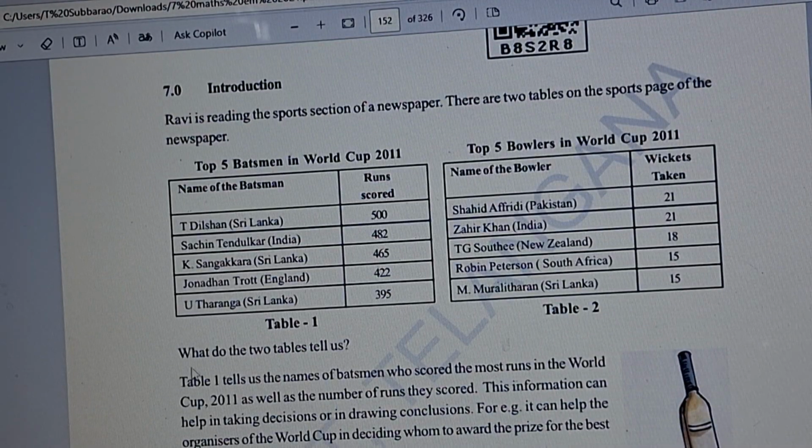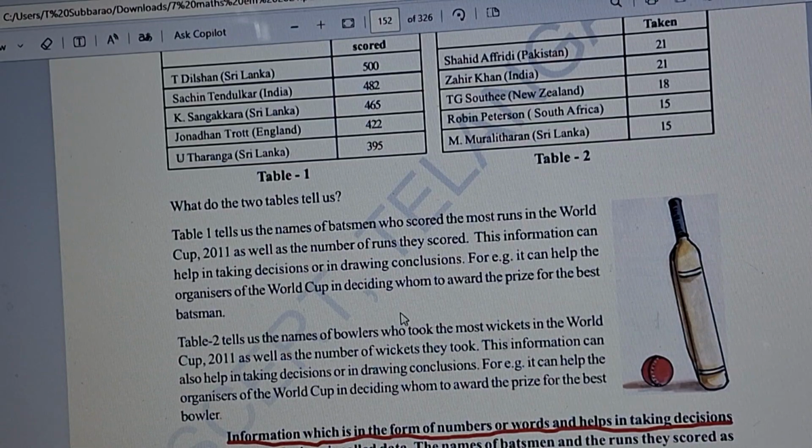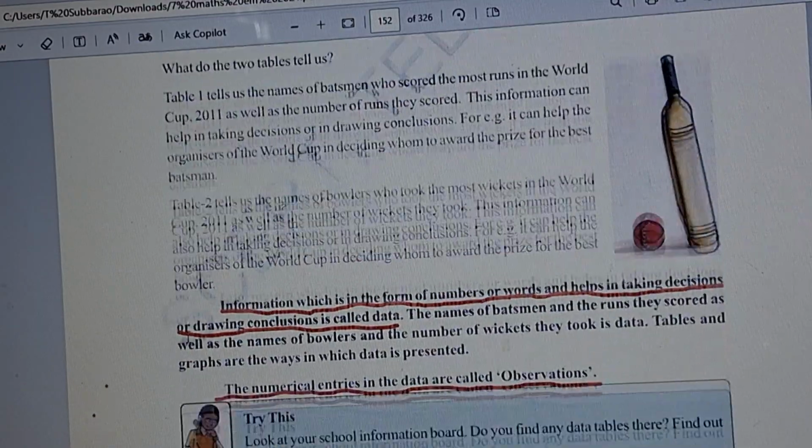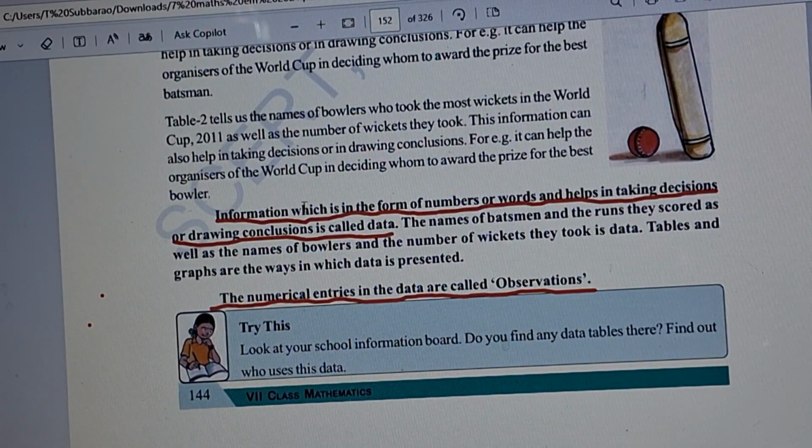Now the question is, what do these tables tell us? What are they explaining you? Table 1 is telling you about the batsmen in the World Cup 2011. Table 2 is saying about bowlers in the World Cup 2011. So this kind of representation is called as data. So see this, children: information which is in the form of numbers or words and helps in taking decisions or drawing conclusions is called data.